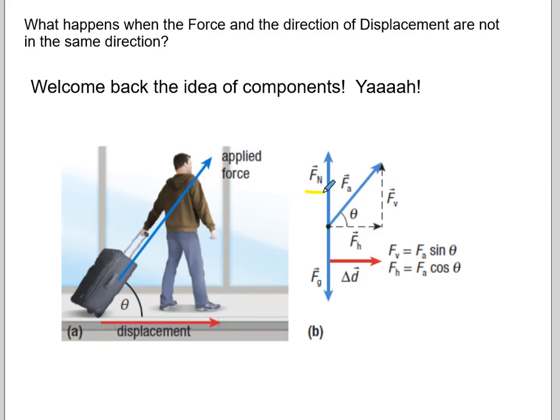Okay, so Fn, Fg, and the force vertical here, all of those are working in a vertical direction, but you'll notice the displacement of this bag is all horizontal. So what we end up looking at is just the horizontal force and just the displacement working together. Take a second and review those sines and cosines on how to resolve those components. That might be a bit rusty.